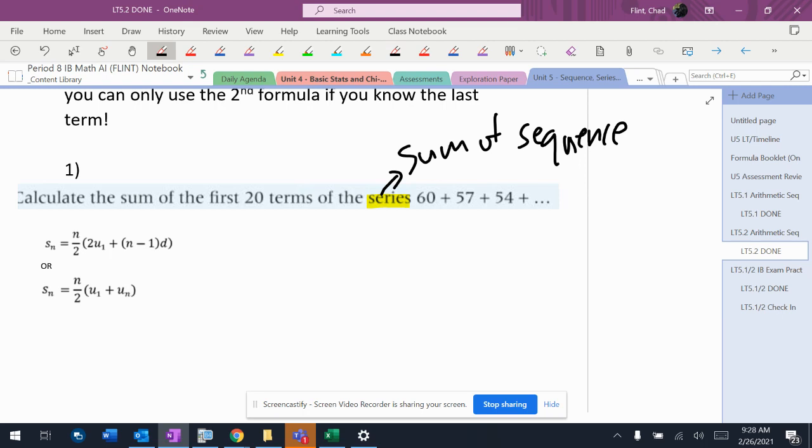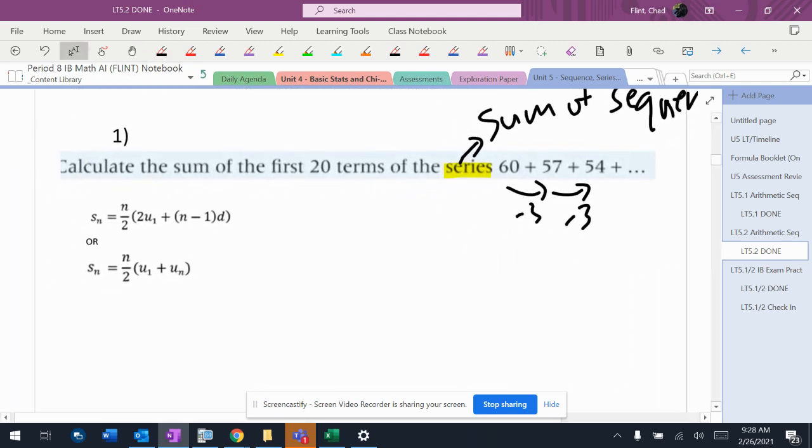Everything in this file are arithmetic sequences. If you're not sure, you can see that this is going down by 3 and then going down by 3 again, so that has a common difference. All right, so it says find the sum of the first 20 terms. So we have to look at this. That's n. That right there is d. This right here is u1. I don't know what un is. I could figure it out, but I don't know what it is.